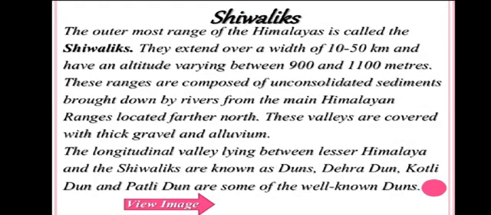Now let us talk about Shivaliks. Shivaliks. These are also called Outer Himalayas. This is the outermost range of Himalayas. Its height varies between 900 to 1100 meters. These ranges are composed of unconsolidated rock material. So these ranges are prone to earthquakes and landslides. These longitudinal valleys which lie between Lesser Himalayas and Shivaliks are called dunes like Dehradun, Kotli Dun, Patli Dun, etc.